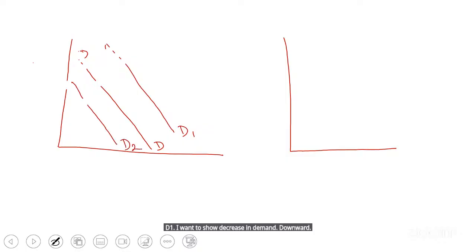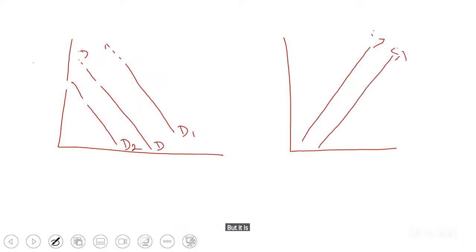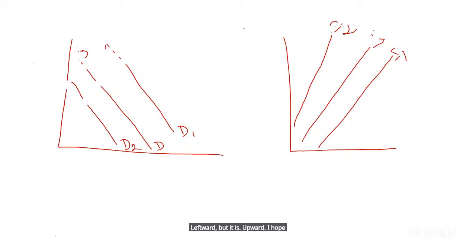D2. This is original supply. I want to show increase in supply. Downward, but it is rightward. Decrease in supply. Leftward, but it is upward. I hope you are clear with this concept. Okay. Now take down the first case.